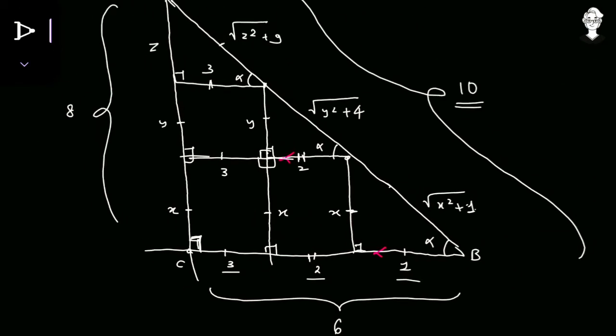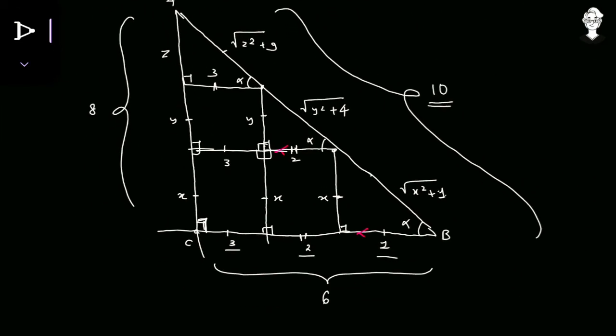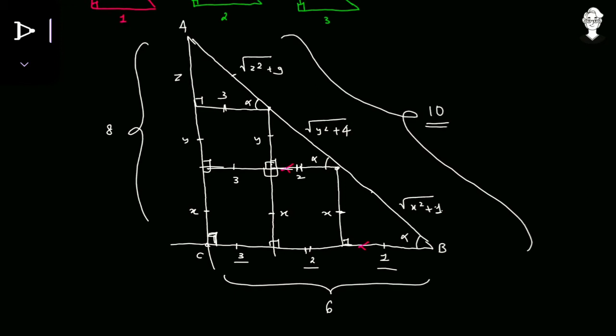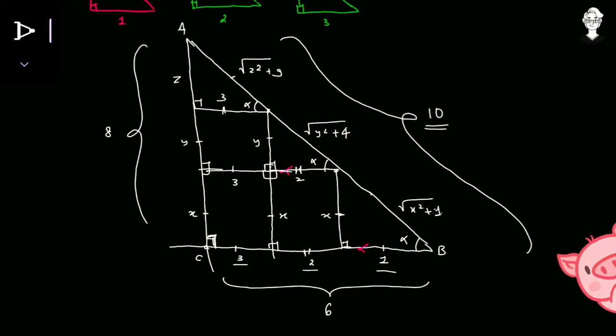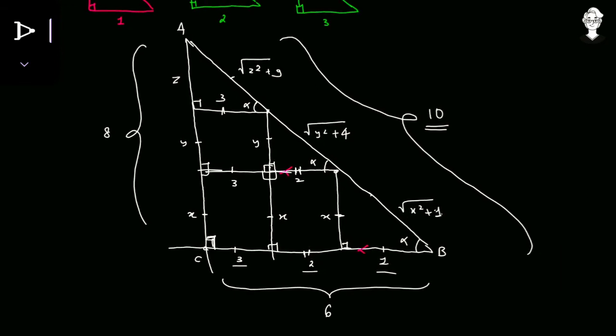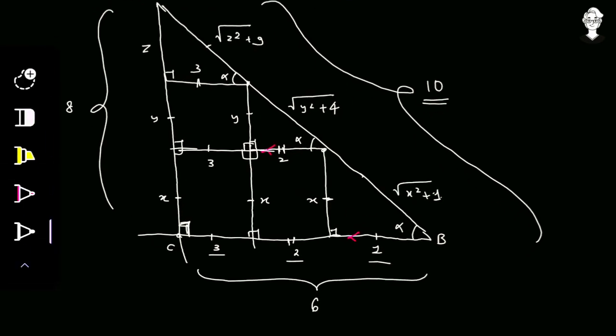Now again look at this biggest right angle triangle. It forms a perfect Pythagoras theorem: 8 squared is 64, 6 squared is 36, added together that's 100, and that's a perfect square of 10. So it's a right angle triangle, and everything has been fitted very nicely. Now let's solve for the values of x, y, z. That's very simple from now onwards.